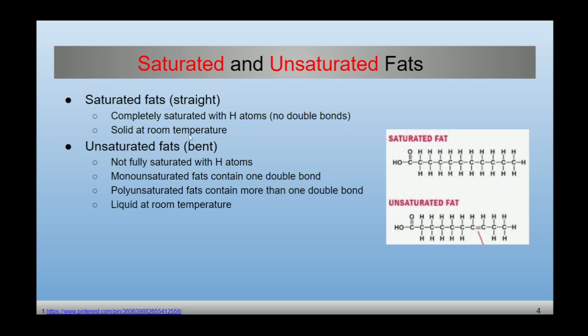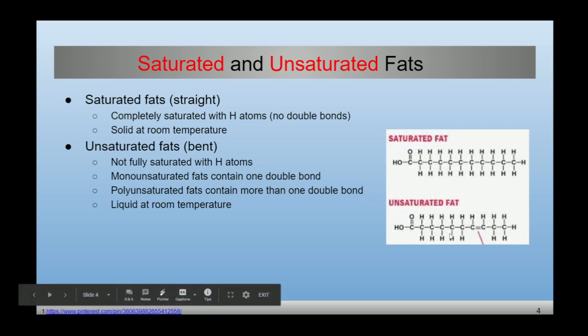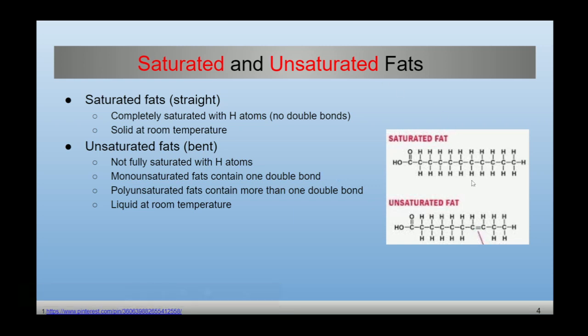Another tendency of the saturated fats is to be solid at room temperature. Unsaturated fats are the exact opposite. Oftentimes they are bent, and that is because they are not fully saturated with hydrogen. You see the presence of double bonds within it. It could be one double bond or two or more.